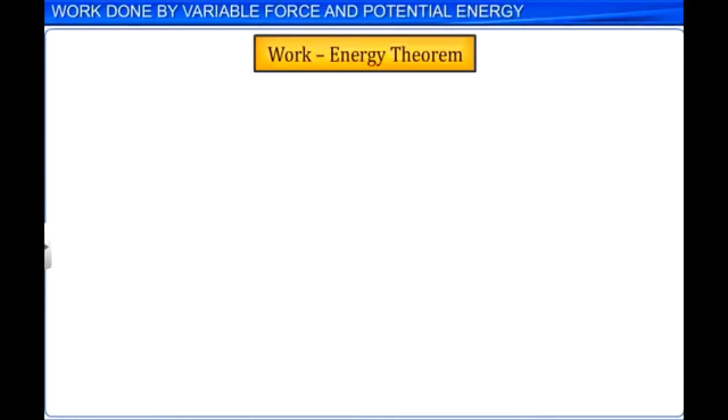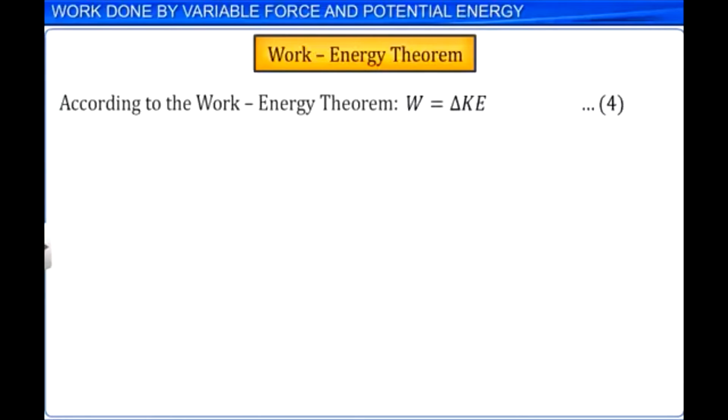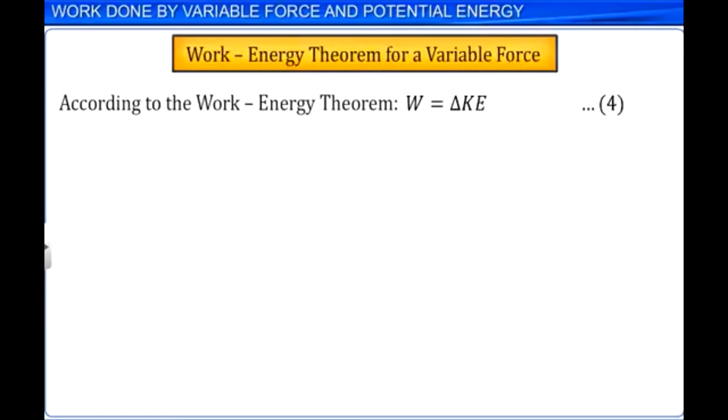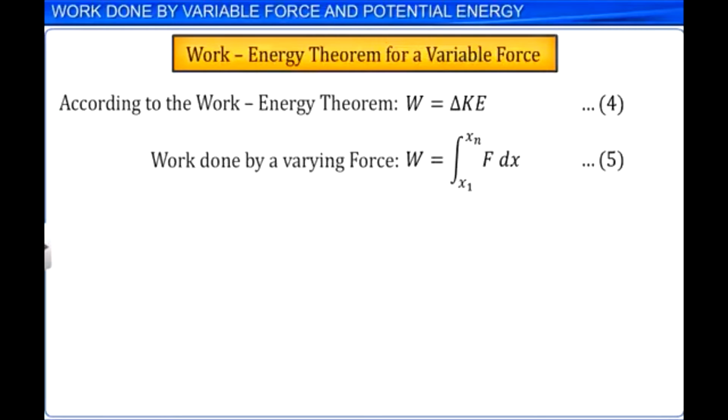We know that according to the work-energy theorem, the work done, W, by a net force on a body is equal to the change in its kinetic energy, KE, as in expression 4: W equals delta KE. Let us now try to prove the work-energy theorem for a variable force. We know that the work done by a variable force can be found by the expression W equals integral F dx in the limits x1 to xn. Let's call this equation 5.